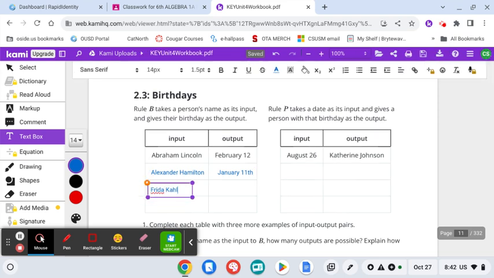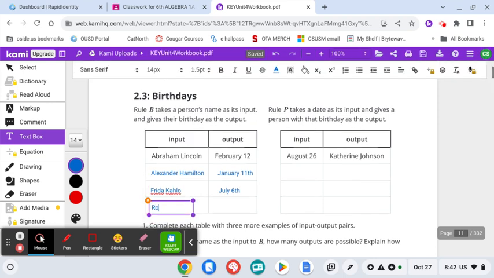Did you know that Frida Kahlo's birthday is July 6th? My birthday is July 5th, so I'm close. And then did you know that Rosa Parks' birthday is February 4th? So one input, one output. I only have one birthday.